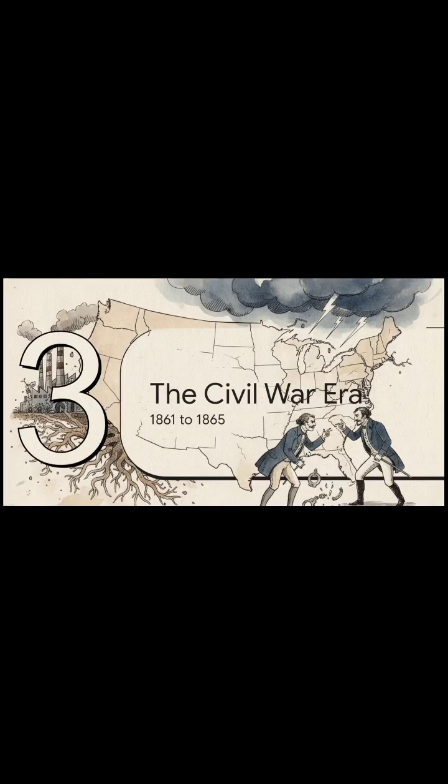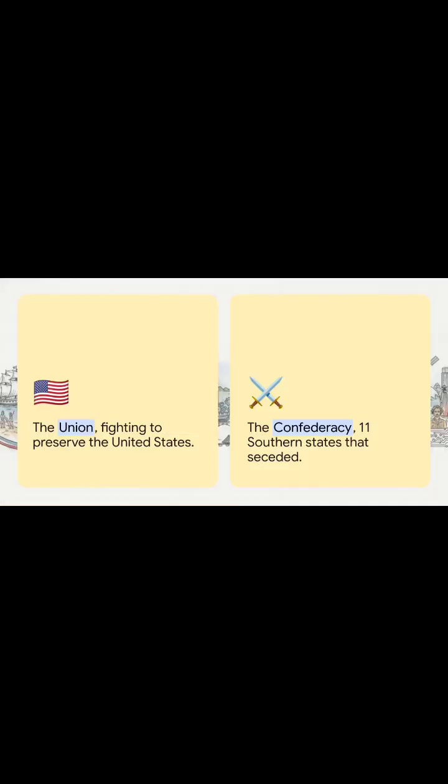Chapter 3, the Civil War era. So, the rapid growth of the country, paired with those unresolvable battles over slavery, put the young nation on an unavoidable collision course. By 1861, the boiling point was reached, and the country fractured. You had the Union trying to maintain the nation, totally pitted against the Confederacy, which was a newly formed coalition of 11 southern states that seceded in direct opposition. The tension finally snapped, and open war began.